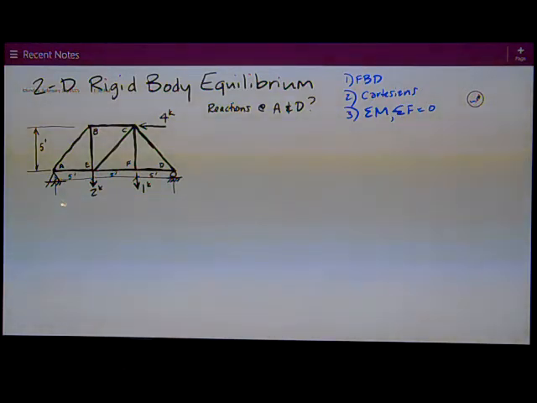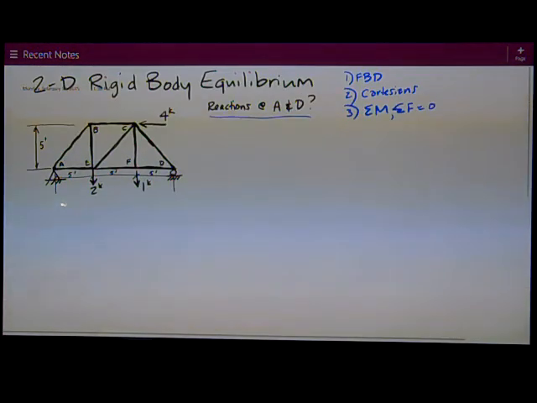So, in this problem, I just want to know the reactions at A and D. This is a truss, but I'm not going to try to solve for member forces. I just want the reactions at A and D, which are, at A I have a pin, and at D I have a roller. So don't let the fact that it's a truss bother you. It's just still a rigid body. It's one rigid body that's in equilibrium. So these equations have to hold.